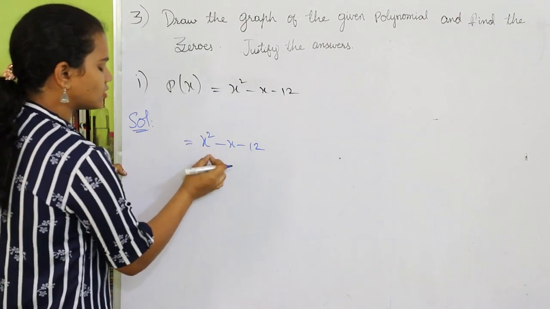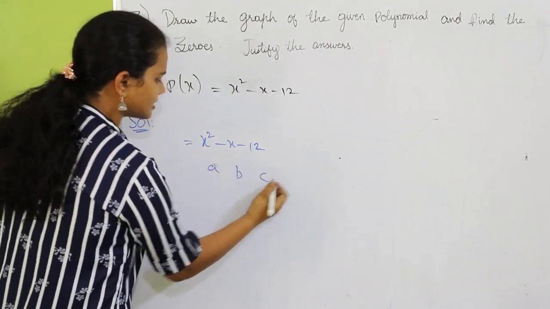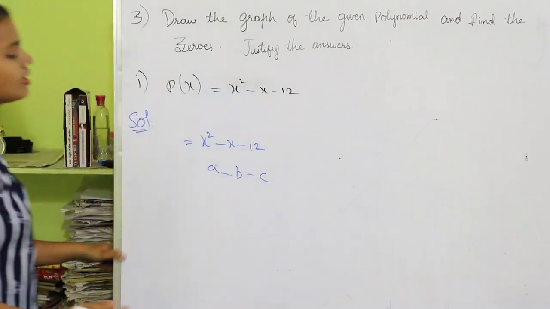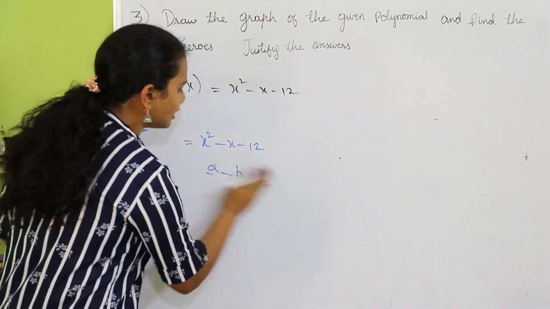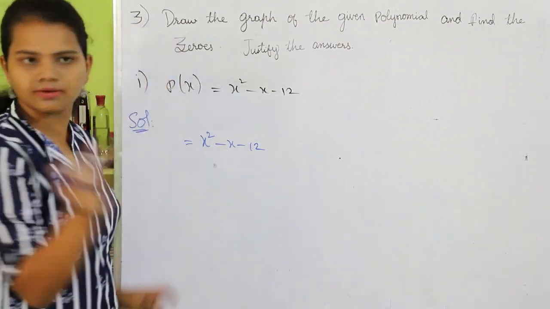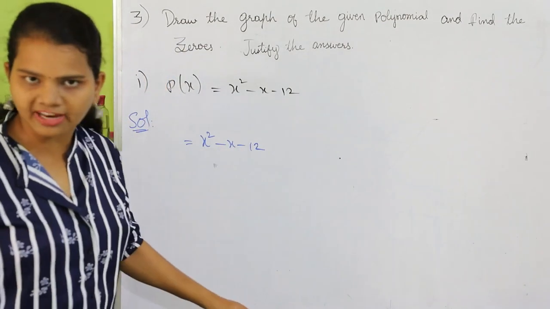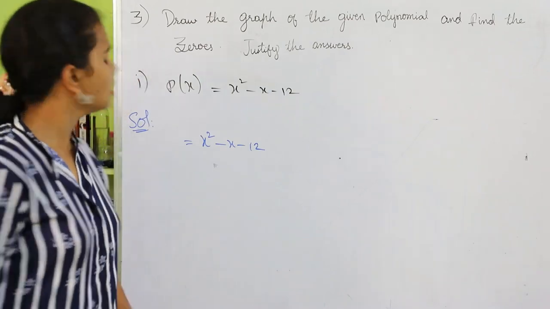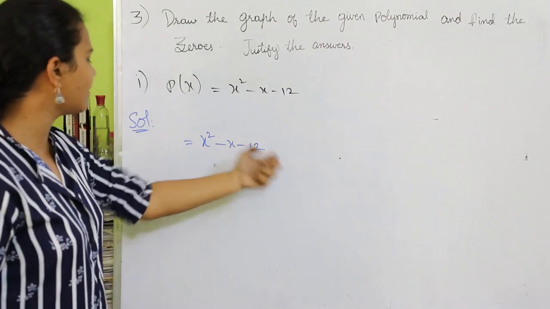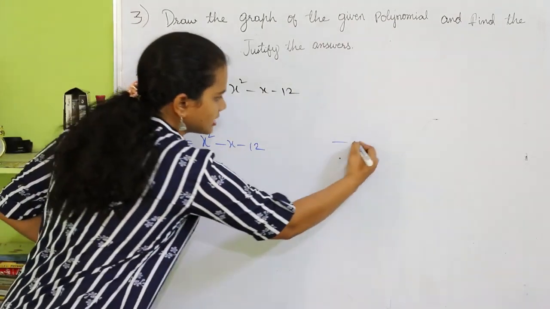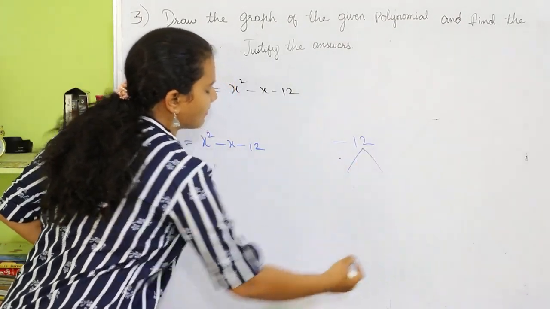Then what you do is consider this as a, b, c. Now this is the given quadratic equation. Multiply a into c. The value of a is 1, where a equals 1, b equals minus 1, c equals minus 12. So multiply 1 into minus 12, which gives minus 12.